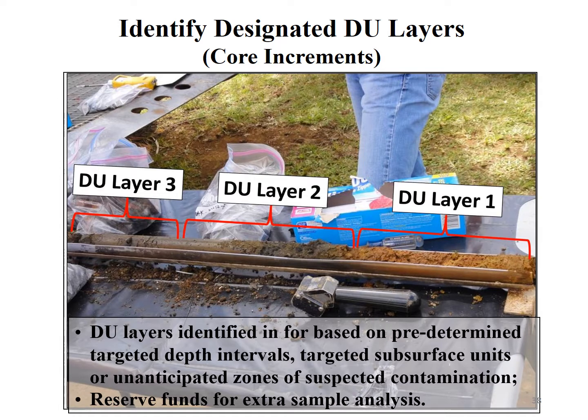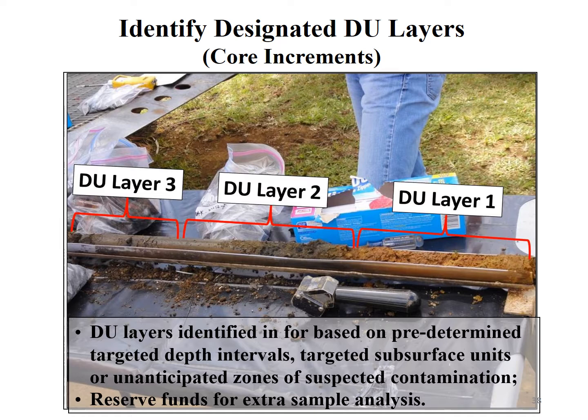This is one open core with 3 targeted DU depth layers for a subsurface investigation, and each layer is subsampled separately and subsamples placed in their respective DU sample container. In this case, these are being sampled for non-volatile contaminants. From each layer here, these are subsampled and then put in the collection bag for DU layer 1. This is subsample put in DU layer 2 and DU layer 3.